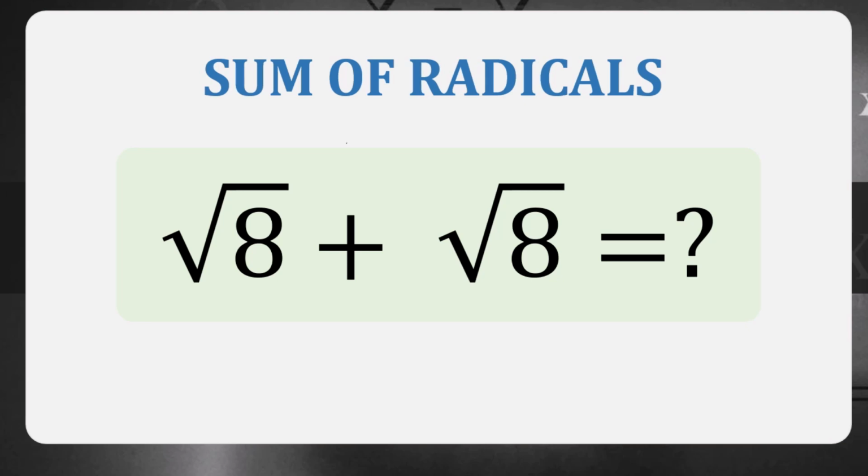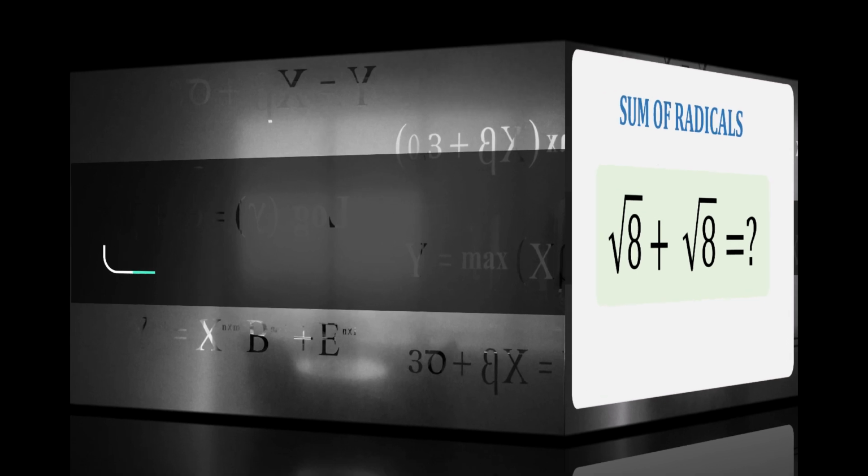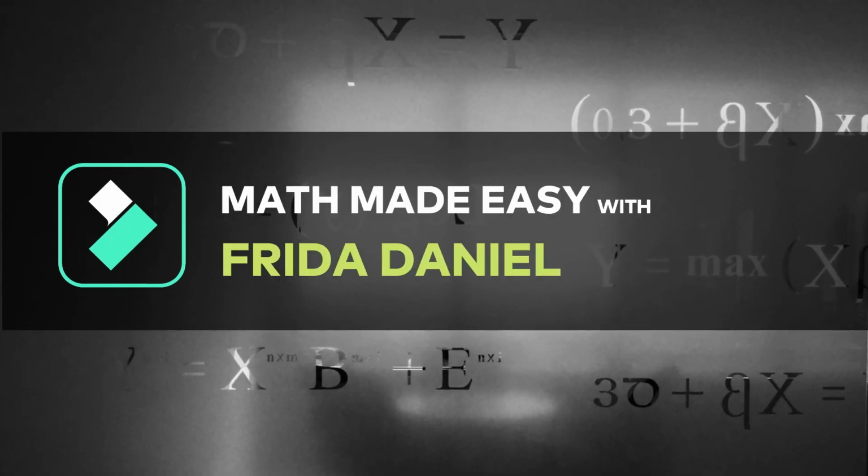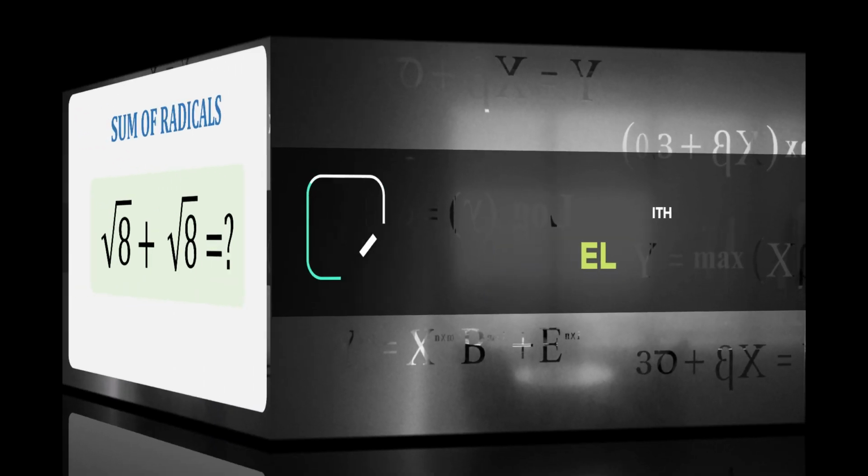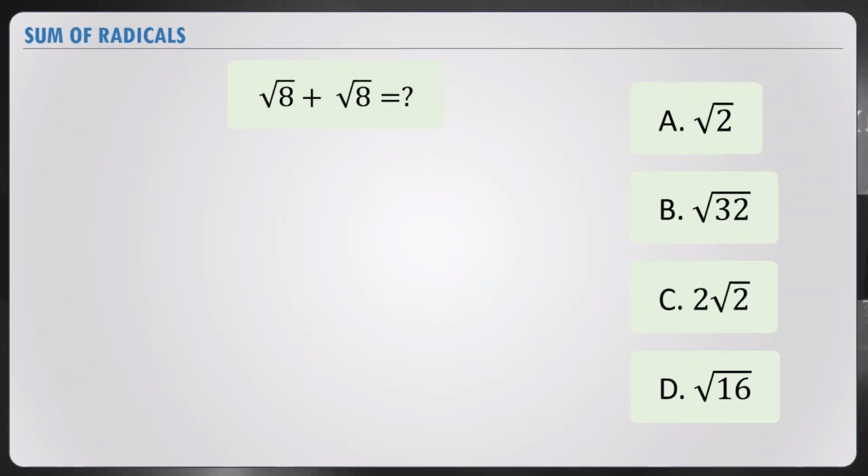Today we're going to find the sum of radicals. Today we have root 8 plus root 8. Don't think it is root 16. That is not right. When we have radicals like this, we will try to solve this.